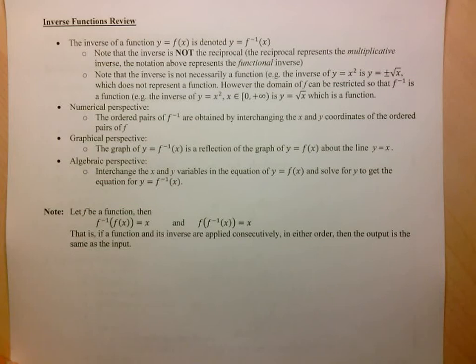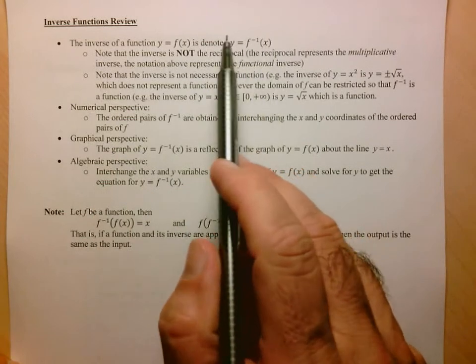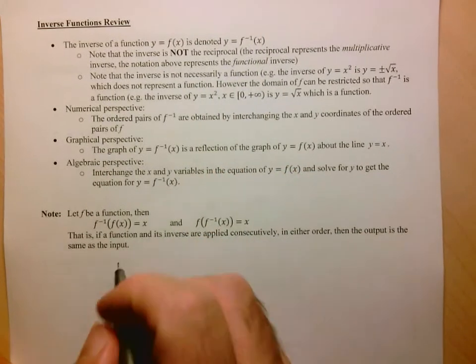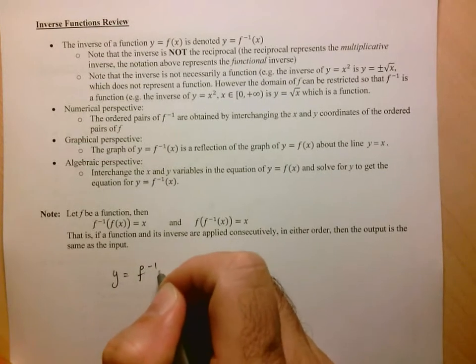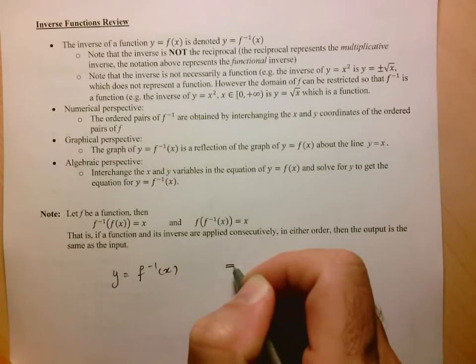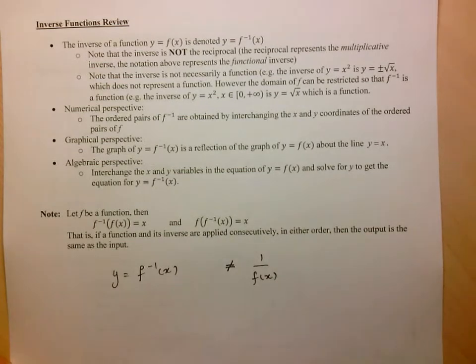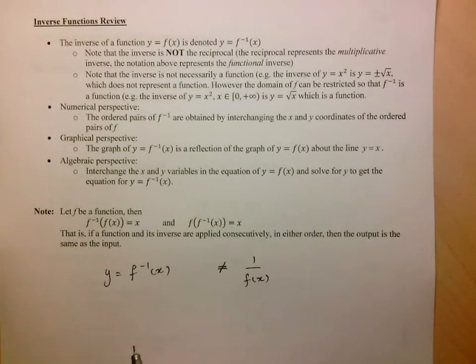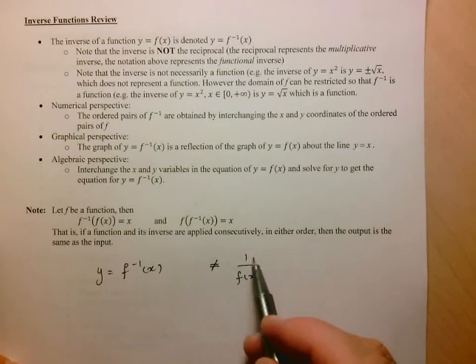Hi folks, we'll now take a look at a review of the concept of inverse functions. Here we've got the notation for an inverse function. It's very important that we realize that when we write f^(-1)(x), this is not equal to 1 over f(x). The inverse function is not the reciprocal. This is a type of inverse.